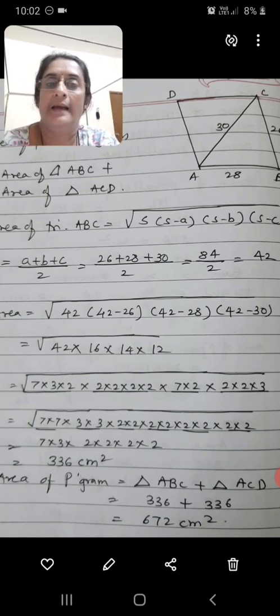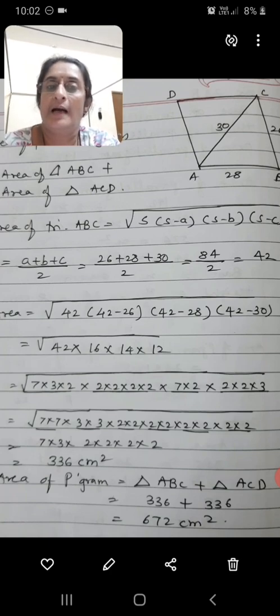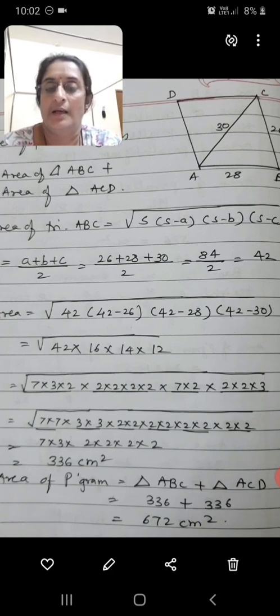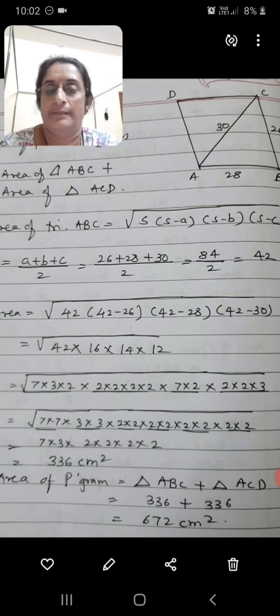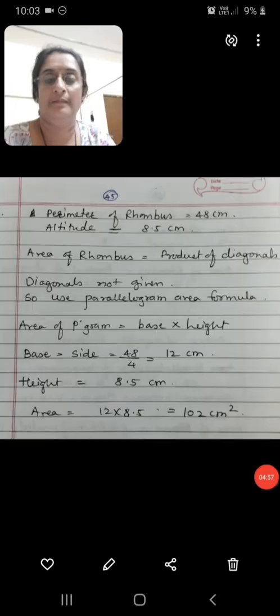area of triangle ABC. To find out the area of the parallelogram, you have to add both the triangles. So the other triangle also is 336. Together it is 672 centimeter square.